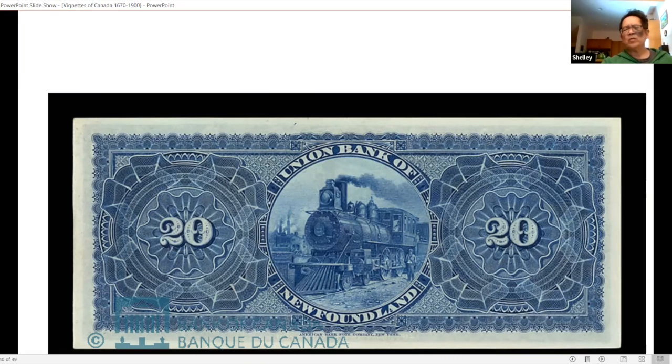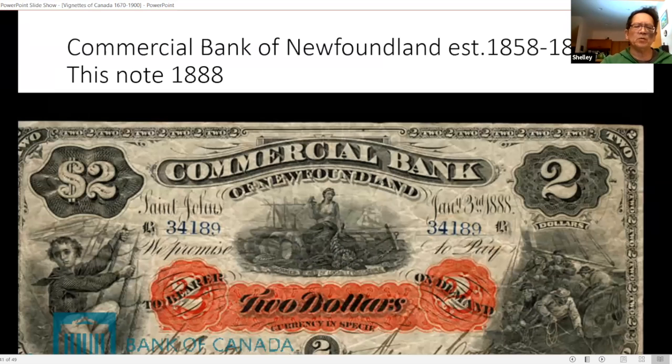This is also the commercial bank, also from Newfoundland, a tribute to sailing here. So you've got a young boy climbing up the sail. You've got a woman, the classic woman, looking out into the sea in the middle, and you've got people actively fishing in the right-hand corner.